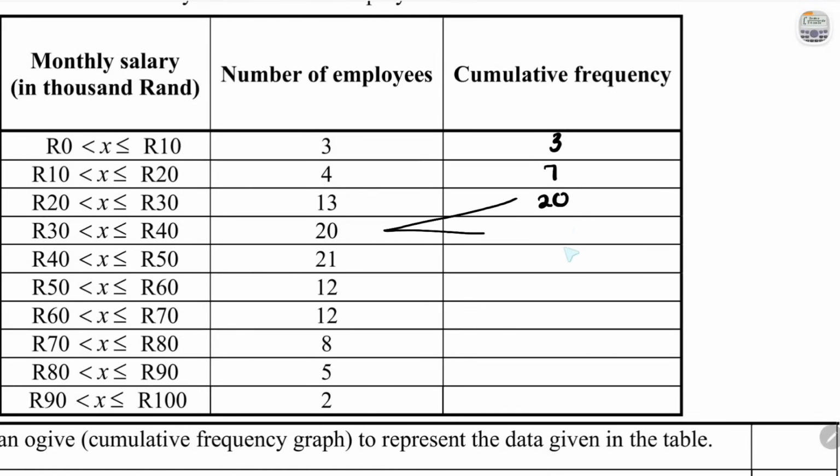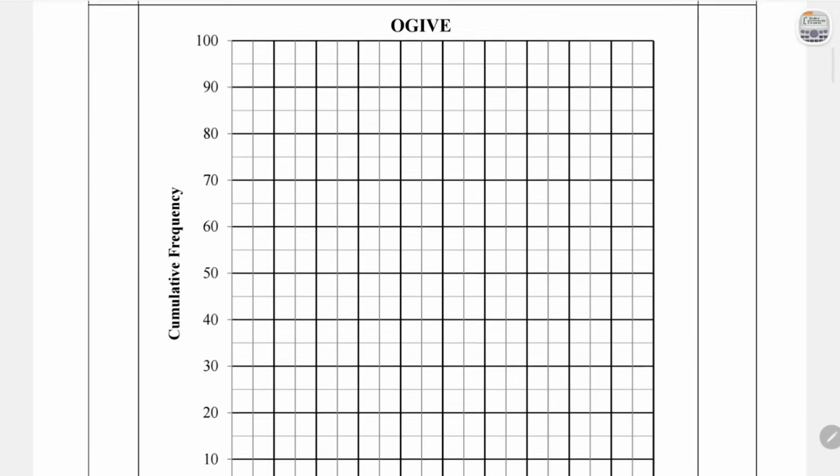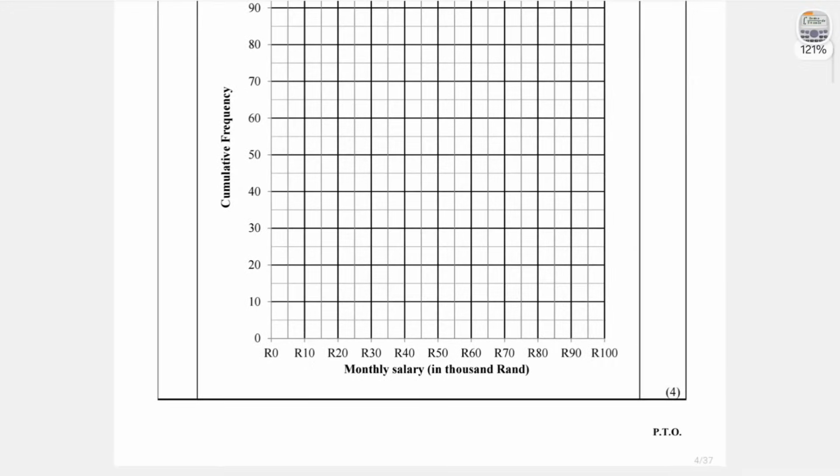So it's now 20 plus the 20, which is 40. And then 40 plus 21, which is 61. And then 61 plus 12, which is 73. And then 73 plus 12, which is 85. And then 85 plus 8, which is 93. 93 plus 5, which is 98. And then 98 plus 2, which is 100. Okay, and now that we have our cumulative frequency down, we can plot our ogive.